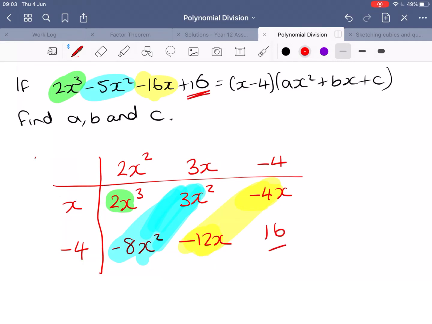And I do my little check. And there it is. So my A is 2, my B is 3, and my C is minus 4. So it becomes 2x squared plus 3x minus 4.